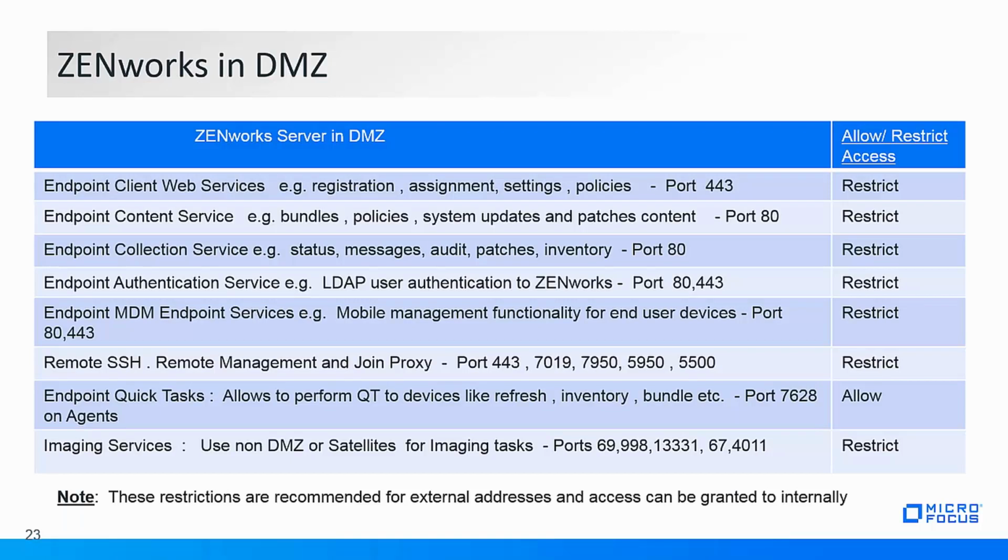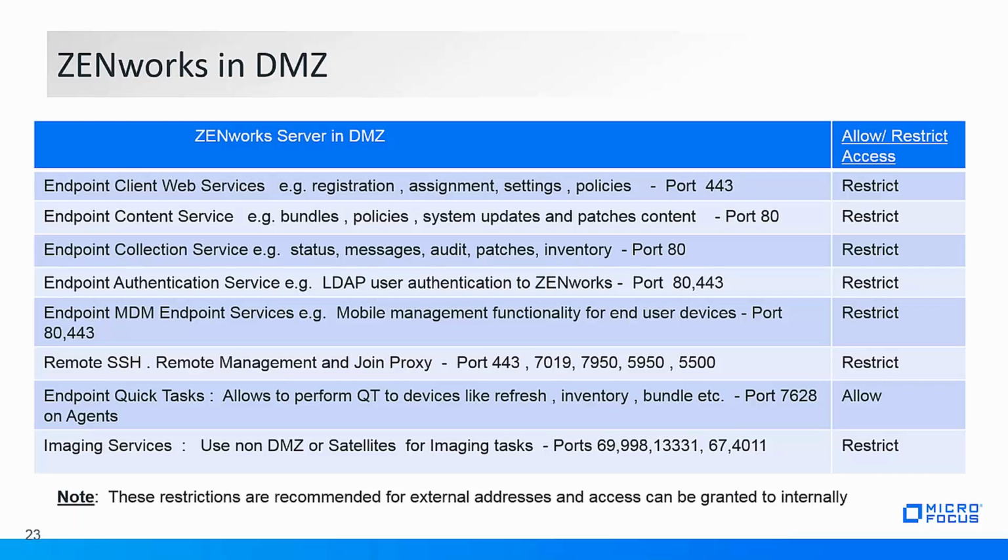You can always control those. For ZENworks in the DMZ, you can have client web services, where communication between server and agent, which does different activities like registration, assignment, settings, and policies, needs port 443 to be enabled. For other services like content collection, which perform different actions, they need port 80. For authentication, you need port 8443. For MDM endpoint services, you need certain ports like 8443. And then for remote management, these are all the ports that are covered here.